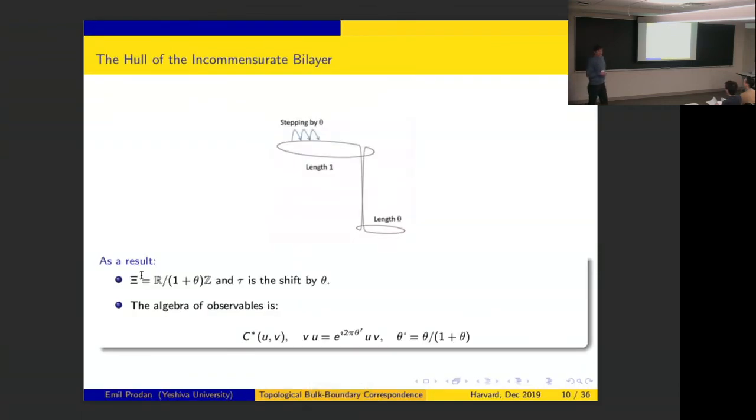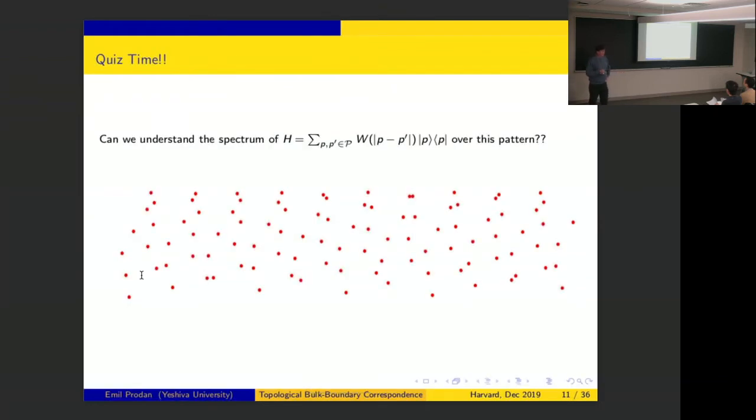So, okay, now is the quiz time. Can you tell how the spectrum will look when I evaluate the Hamiltonian on this pattern? And furthermore, if there will be topological edge spectrum when I cut this pattern. There are some regularities on this pattern, but you have to admit it's quite nasty. And I give you a hint.